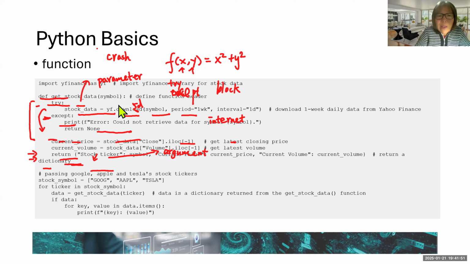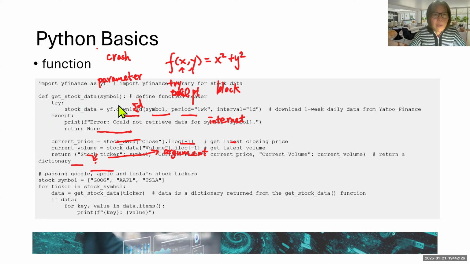Then the next iteration will go to Apple, and you plug in Apple. After you plug in Apple, everything runs smoothly, and you will get Apple's symbol, price, and volume, and output all its information using the for loop. Then the third iteration will go to Tesla. So that's the idea for the function. Also in this example, we discussed the loop and the if condition, so we combined what we learned so far together.